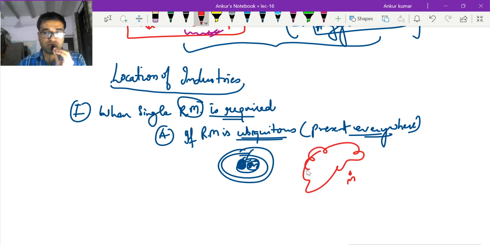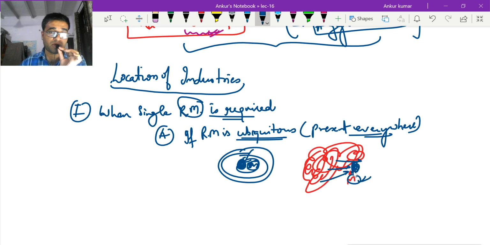Okay, raw material is present here in this area. So obviously what I would do, I would establish the industry as close as possible to the market, so that the raw material can be transported to the industry, but the finished product is very cheap to transport to the market if we establish it close to the market. So when raw material is ubiquitous, establish the industry near the market.